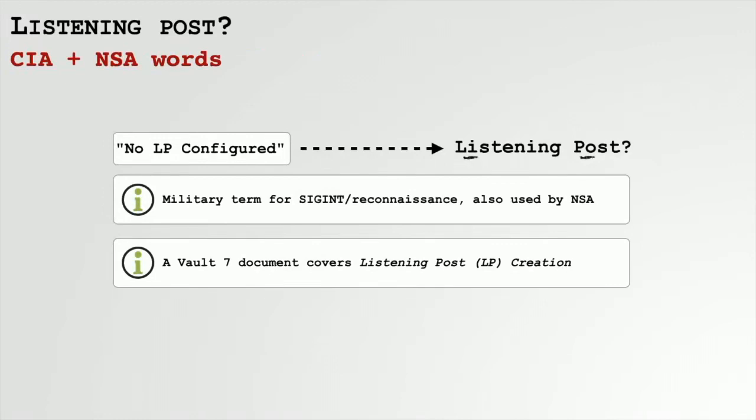Some of the interesting strings that really stood out is one is "no LP configured", where LP in this case likely refers to listening posts, which is an English military term for SIGINT or reconnaissance. It's also used by the NSA in their implants. There's a Vault 7 document that specifically covers listening post creation. It talks about having base OS images that are then auto-configured to be listening posts, which I thought was pretty interesting.